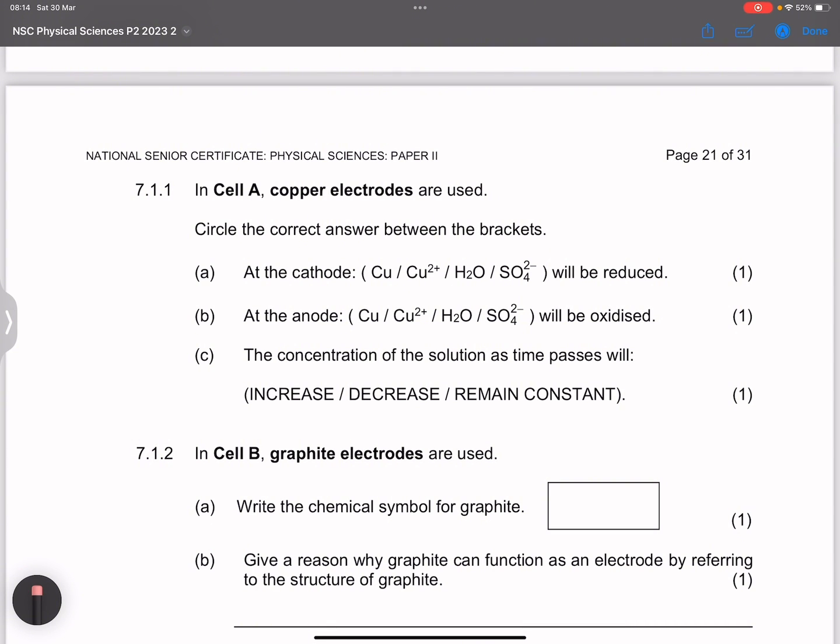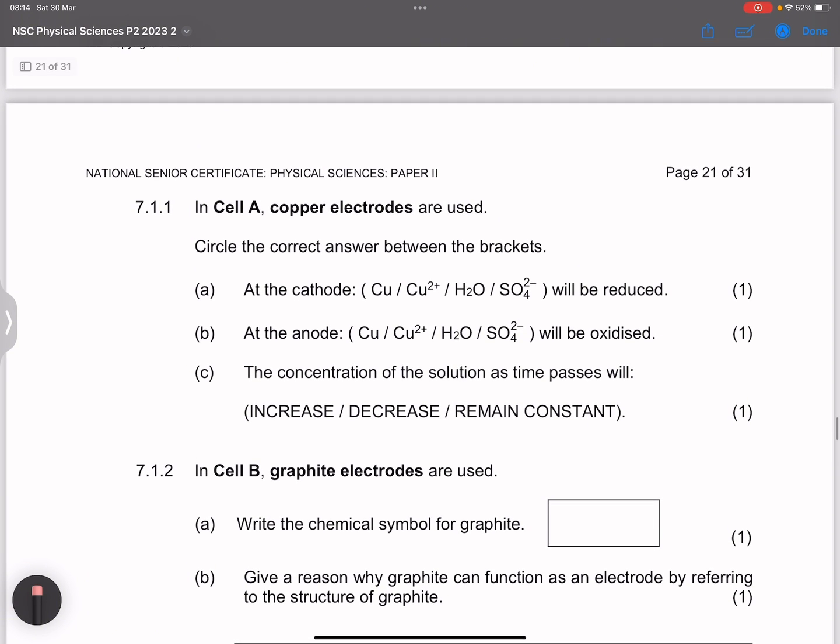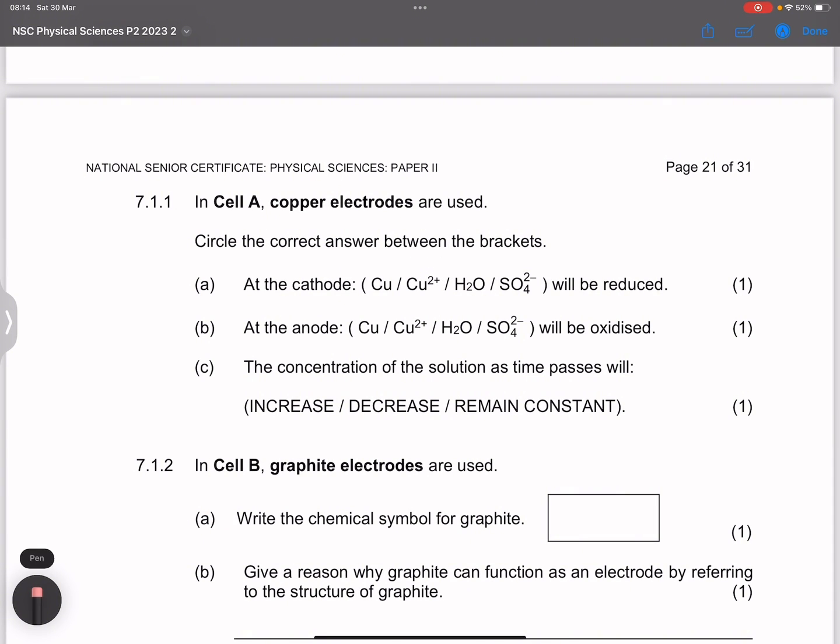Now they say at the cathode. Now remember, at the cathode, this is where reduction takes place, right? Because we are talking about the process of purification. So we'll be reducing copper 2 plus ions to becoming copper, because we're trying to purify copper. Right, so at the anode, what will be oxidized there again? You're looking at copper being oxidized to form copper 2 plus. And they say the concentrated solution as the time passes will... Remember that it will definitely remain constant, because the rate of oxidation is the same as the rate of reduction. So as a result, our concentration remains constant.